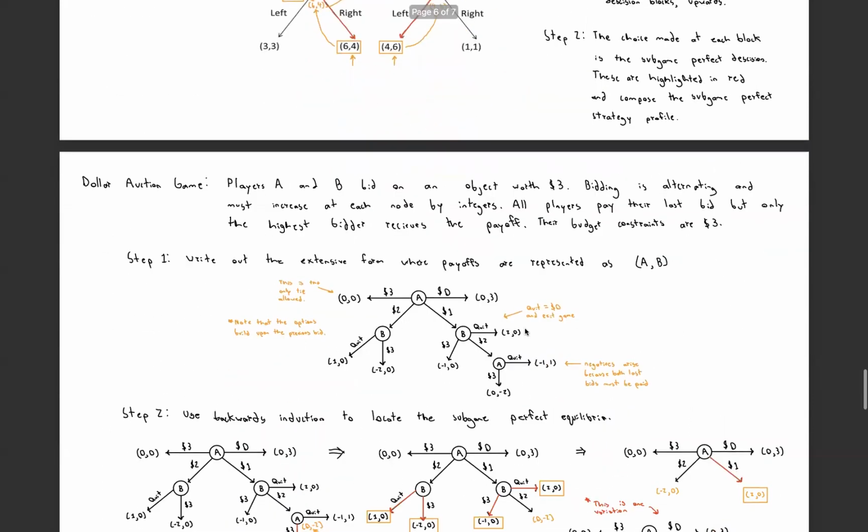These are highlighted in red and compose a subgame perfect strategy profile. In a similar game, we can see the dollar auction. I believe this showed up on multiple previous exams, if not your problem set itself.